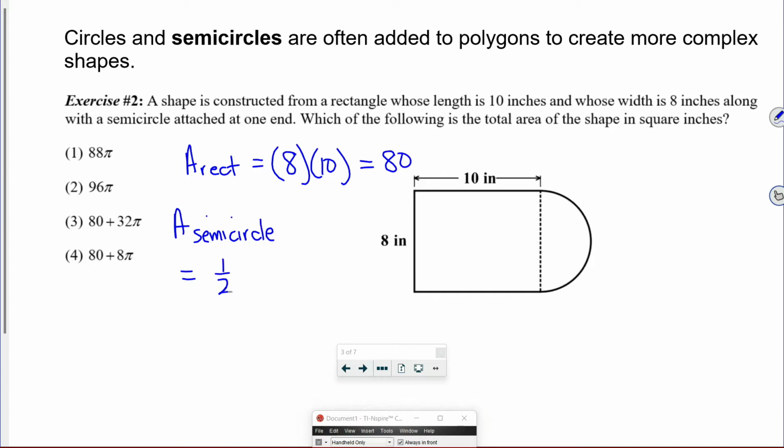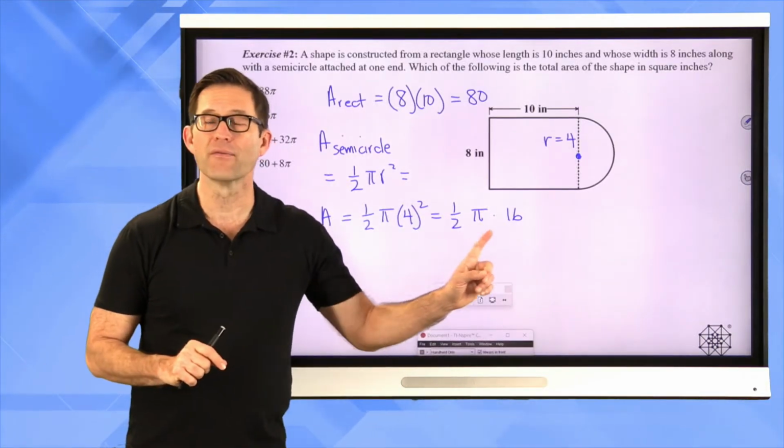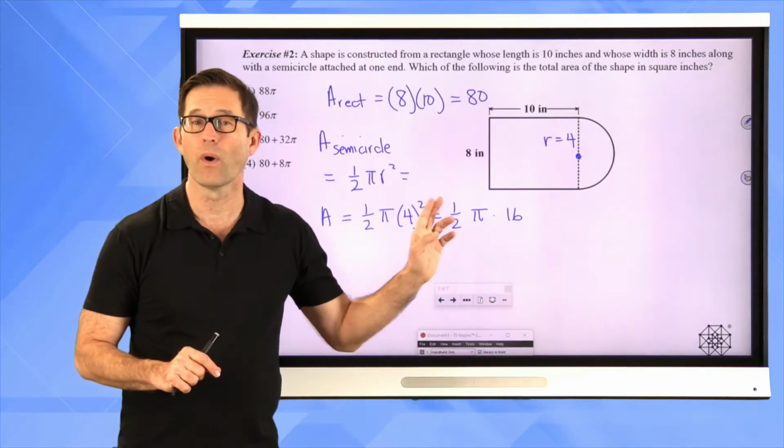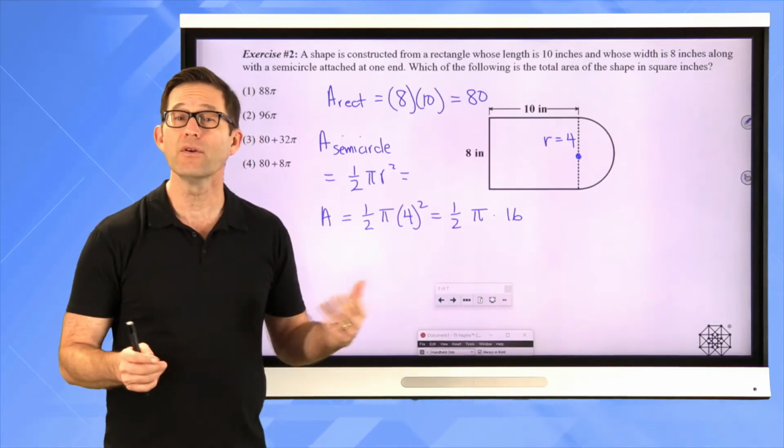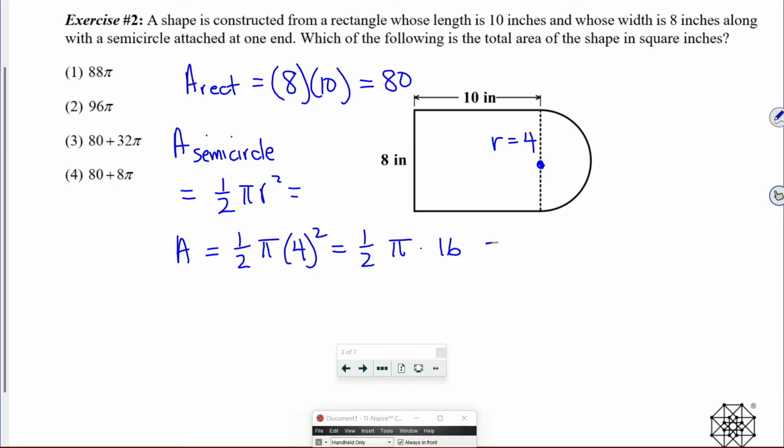is going to be 1/2 times pi times r squared. Of course, it has to be 1/2 because it's half of a circle. The key here is that our radius is equal to 4. So the area of our semicircle is going to be 1/2 times pi times 4 squared. That's going to be 1/2 times pi times 16. And always keep in mind that when you have the product of three numbers, we can do that product in any order we want. So I'm going to do 1/2 times 16, and I'm going to get 8. And so the area is 8 pi.